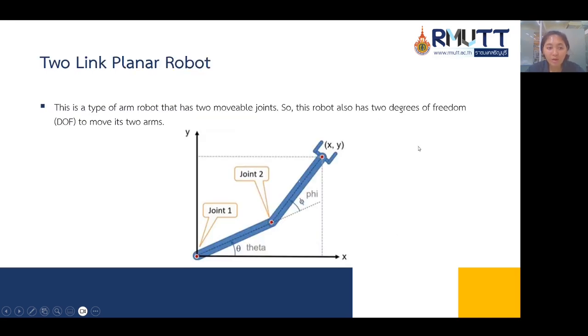Before we go into the experiment of this project, we have to know the principle of the two-link planar robot. There are pictures here. This is the illustration of a two-link planar robot. This is a type of arm robot that has two movable joints, so this robot also has two degrees of freedom to move its two arms. This is the first joint, this is the second joint, and this is the symbol for the first degree of freedom, theta, and then this is the second degree of freedom, phi. And this is the end effector with the coordinate x, y.